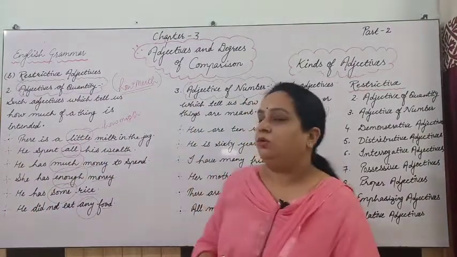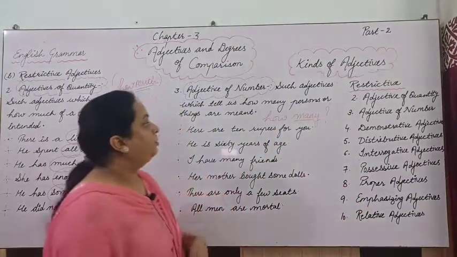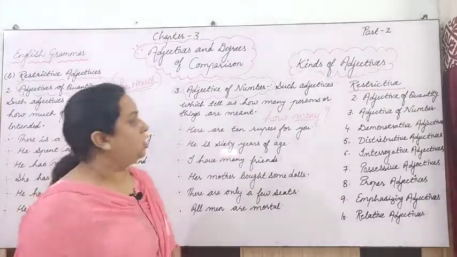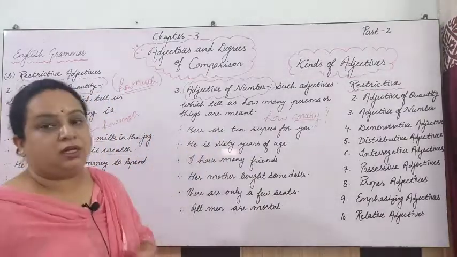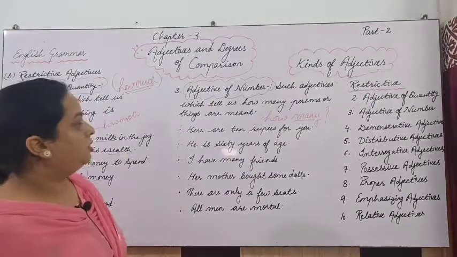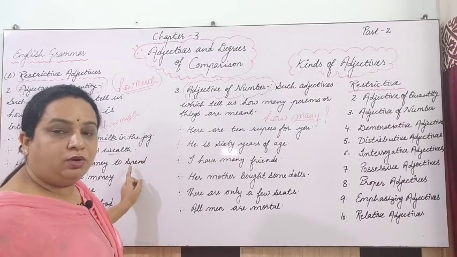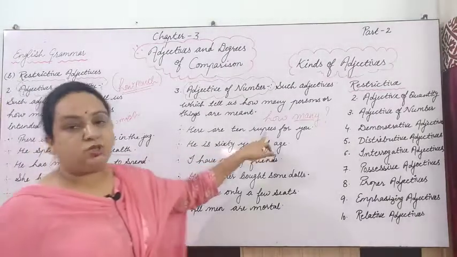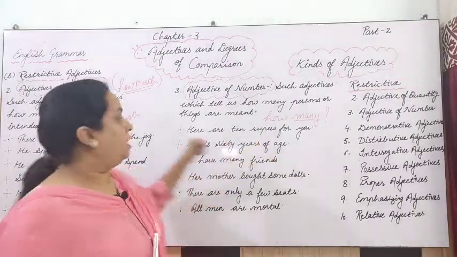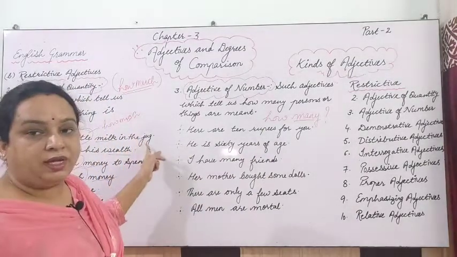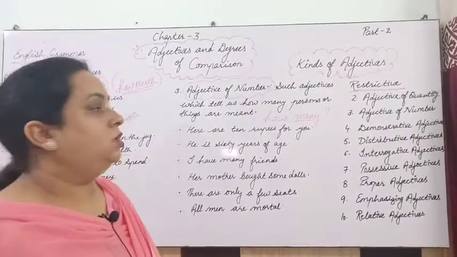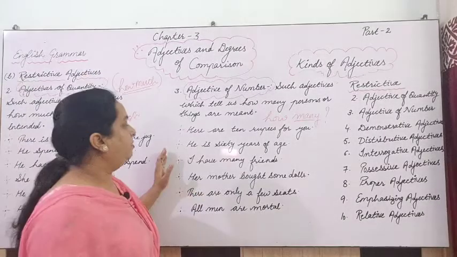Now let's talk about adjective of number. Such adjectives which tell us how many persons or things are meant are known as adjectives of number. I have already told you that here we get countable nouns, and in quantity we get uncountable nouns. So let's understand with the help of examples.